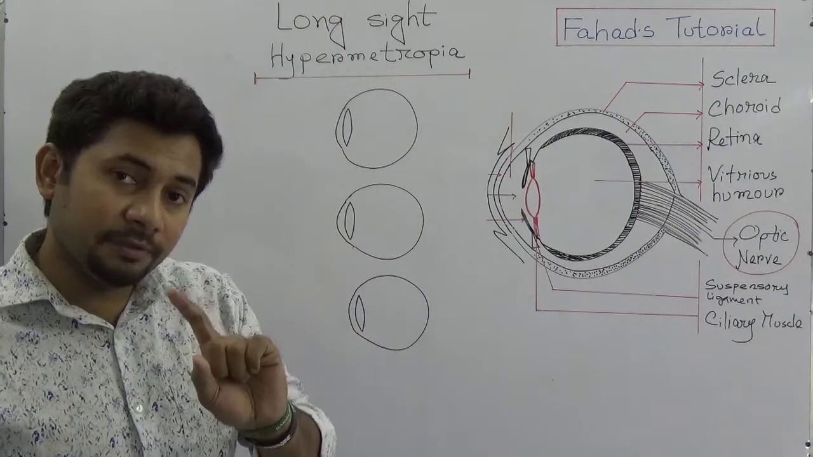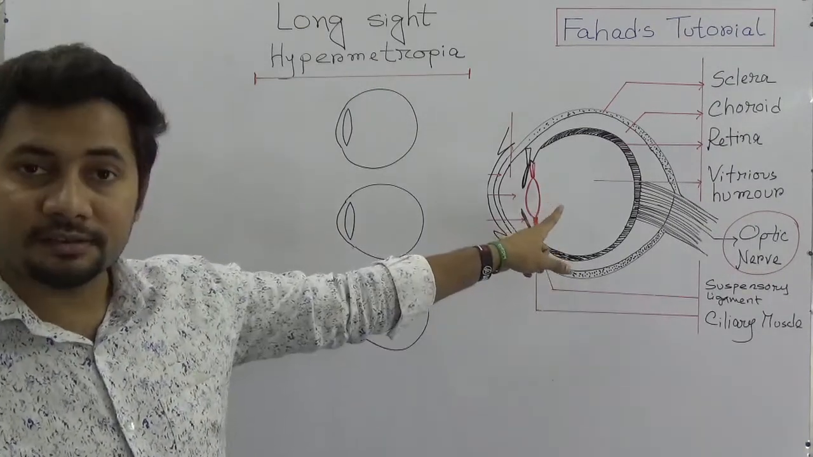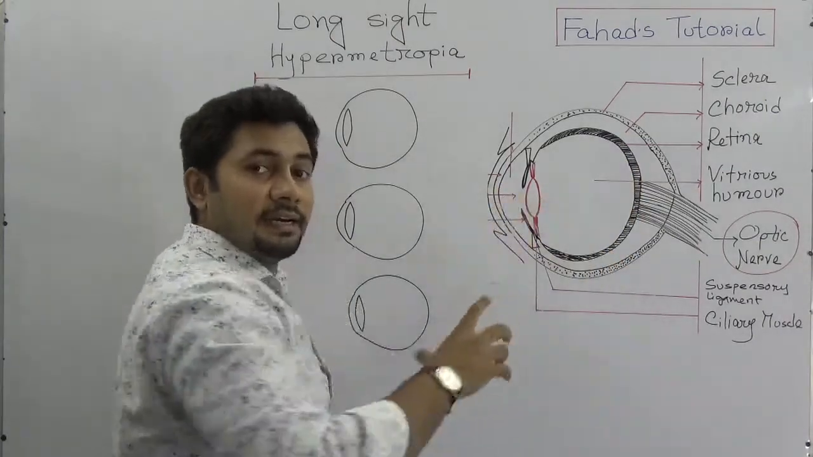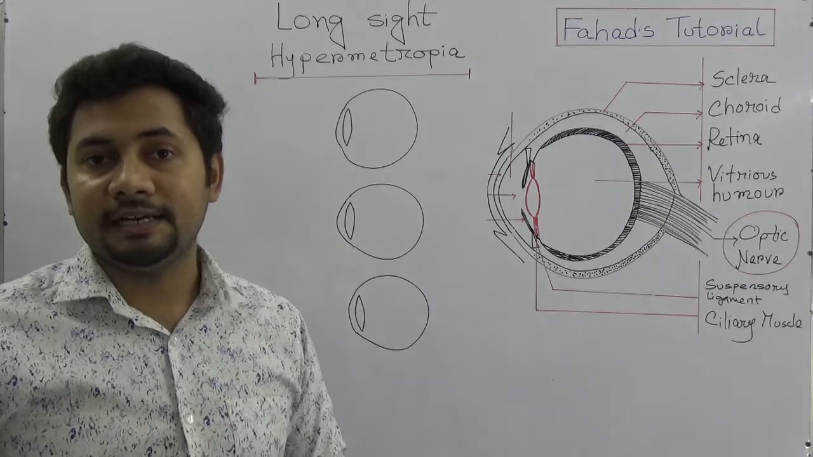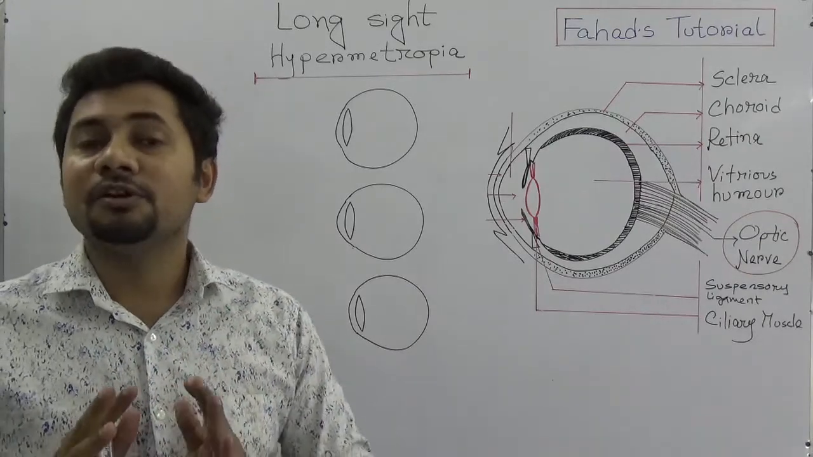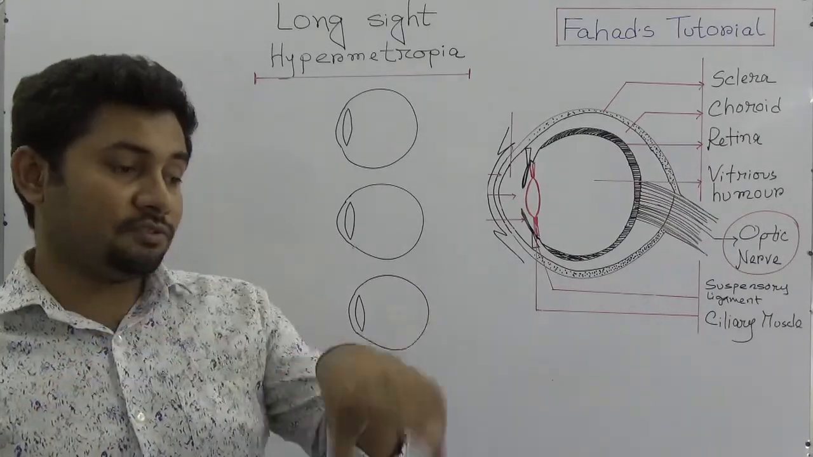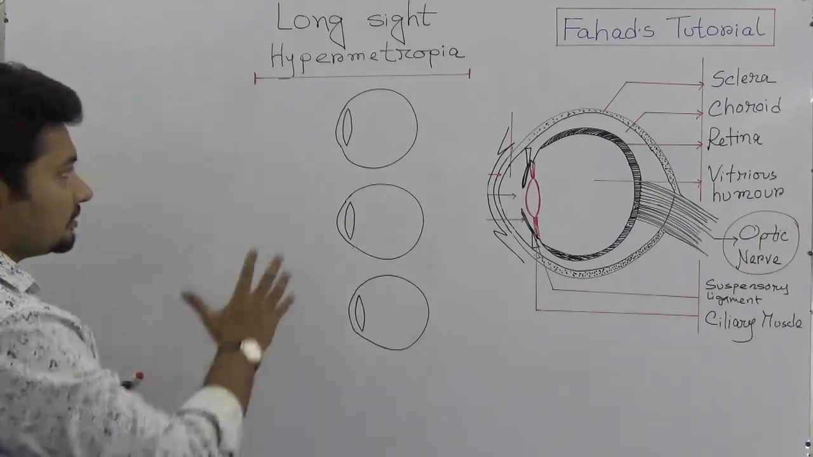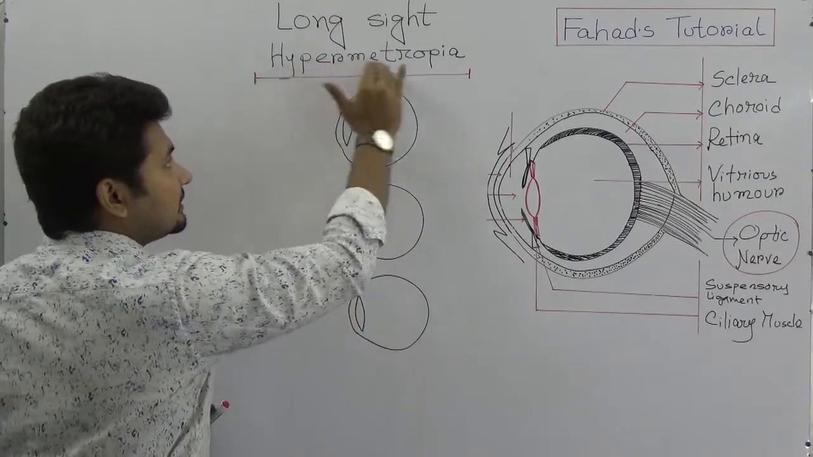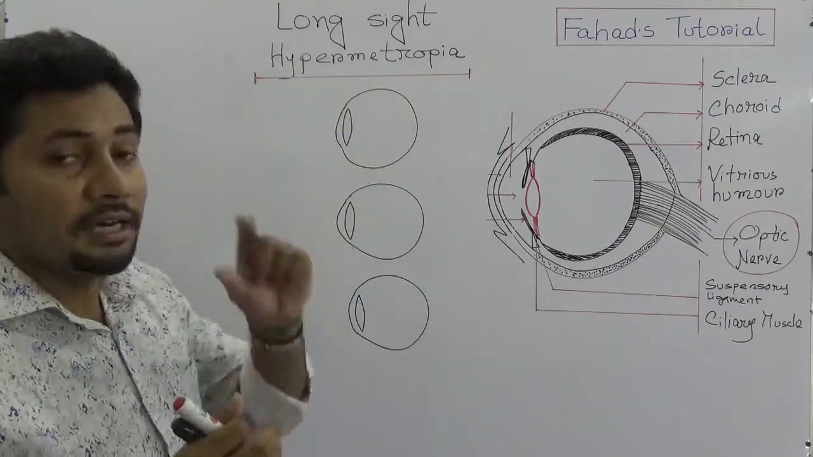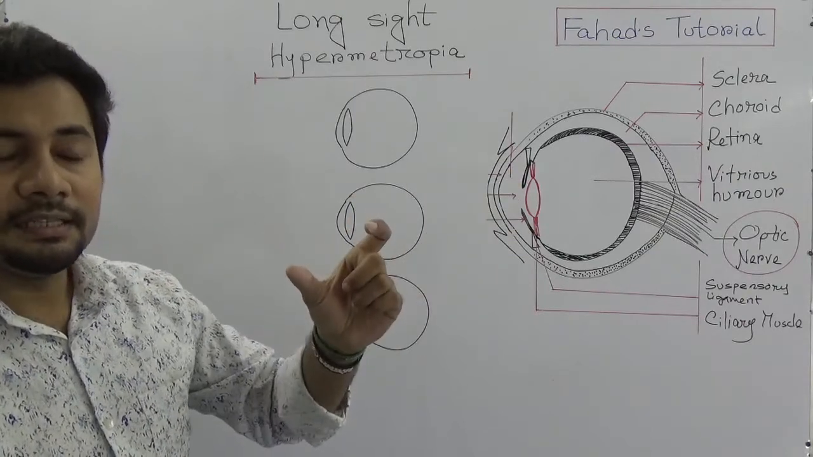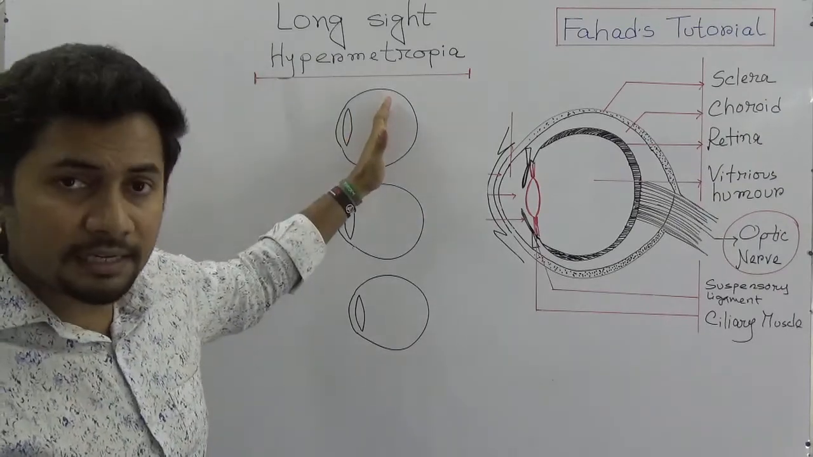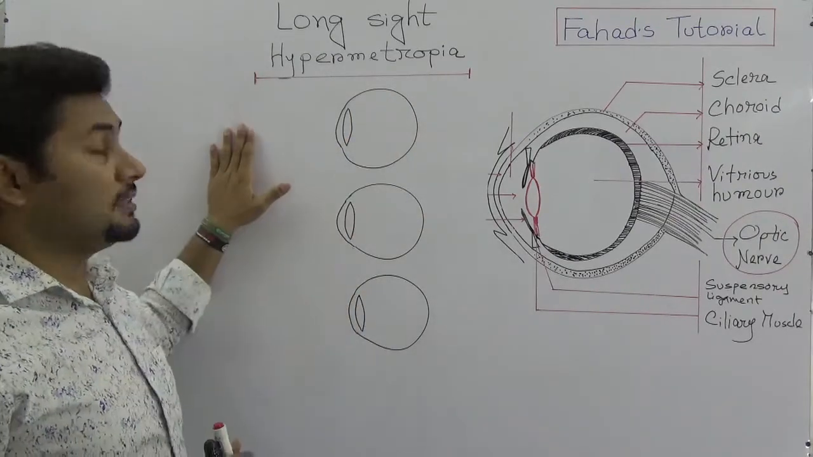So I hope you already understand the structure of human eyes. What is retina? What is lens? And how the refraction of light happens. And of course, I hope you know the structure and image formation of a convex lens. So think about these three things, and as it is hypermetropia, you know the name is long sight. That means these eyes can see the distant object clearly or distinctly, but not the near object.